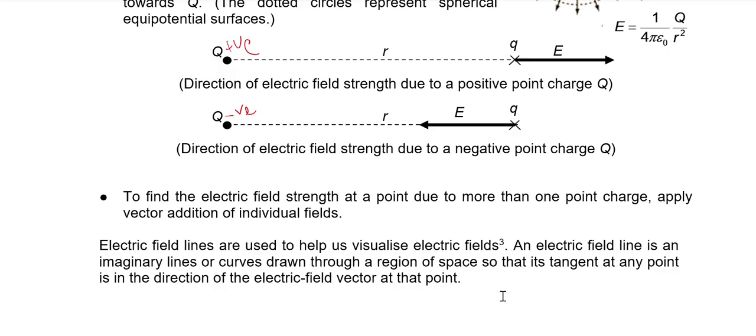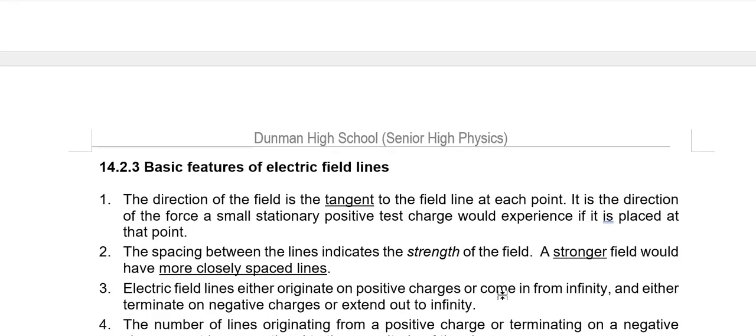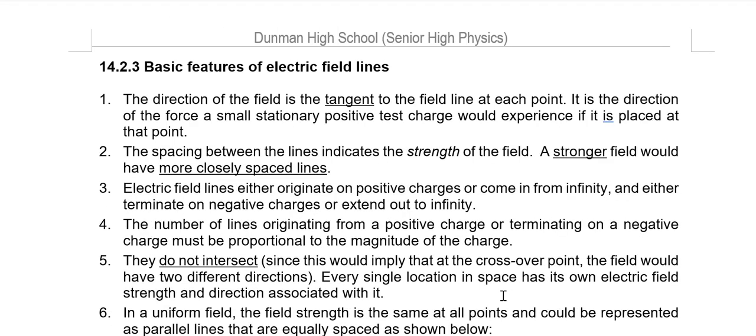All right, I'll explain this with a diagram later on, so don't worry too much about it. Again, these are all very basic stuff you should know already. The direction of the field is a tangent to the field at each point. It's the direction of the force a small stationary positive charge will experience if it is placed at that point, right?